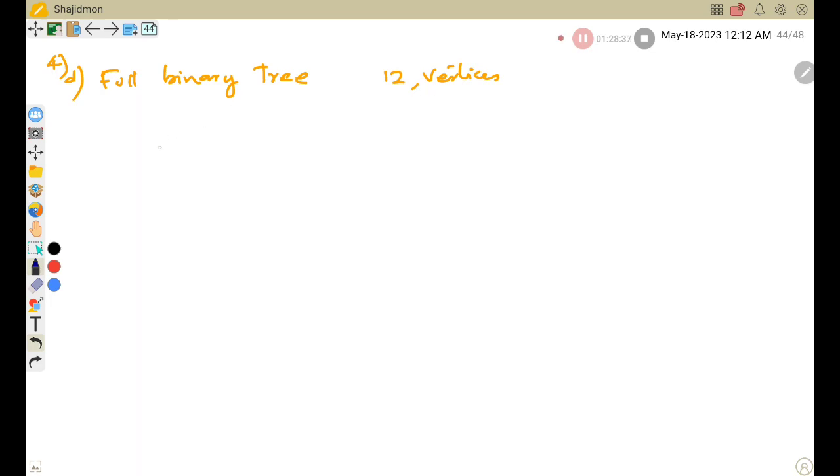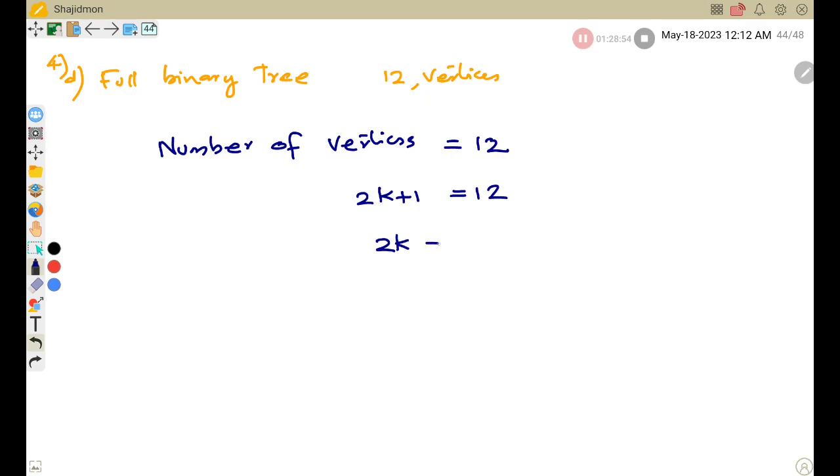Number of vertices equal to how much is given? 12. What is the rule for the total number of vertices? 2k plus 1. So 2k plus 1 is 12. Just calculate what the k number is. 2k equals 12 minus 1, plus 1 taken to the next side. So 2k equals 11. So what will k be? 11 divided by 2. What is that number? 5.5. Is it possible like that?